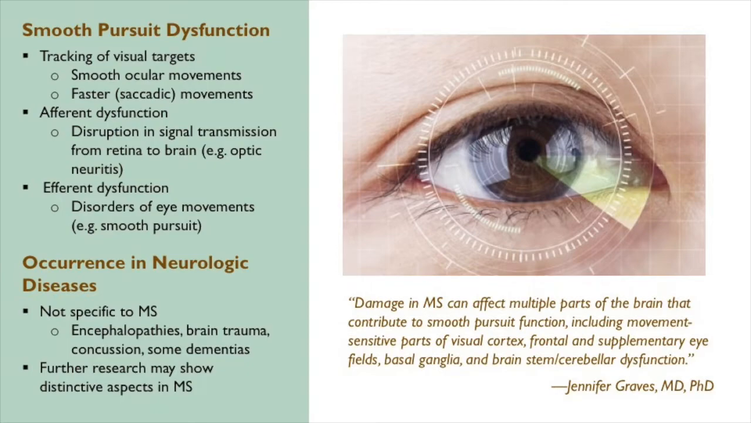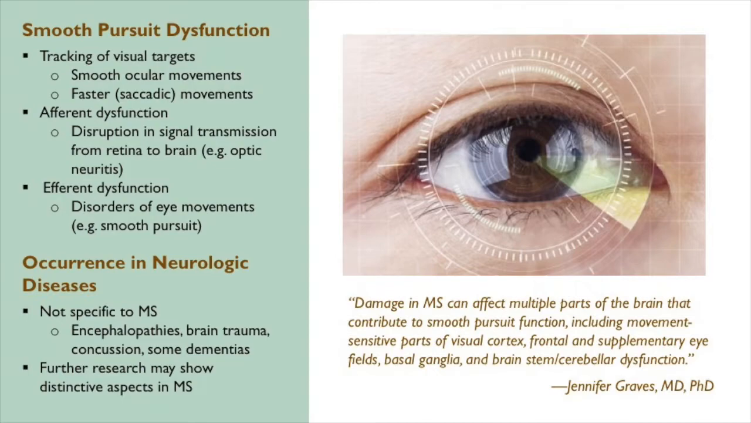of quantitative assessment. Damage in MS can affect multiple parts of the brain that contribute to smooth pursuit function. Some of these areas include the movement-sensitive part of the visual cortex, V5, the frontal eye field, supplemental eye fields. Some studies have implicated the basal ganglia, the cuneus, as well as brainstem and cerebellar dysfunction. So any of these structures can be impacted by MS and contribute to a breakdown in the ability to smoothly track a visual target. Can this manifestation occur in conjunction with other visual abnormalities, or is it seen on its own?